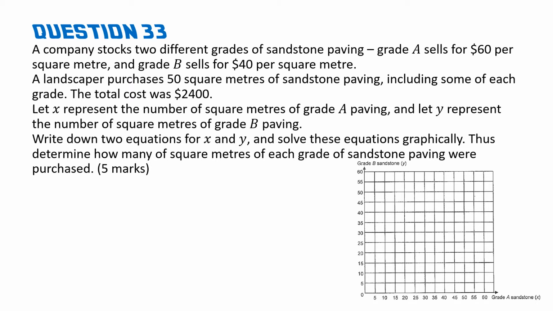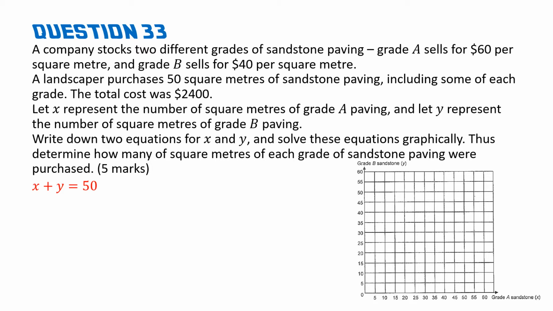All right, so we know that we're getting some of X and some of Y, our two different grades. How many are we getting? Well, it tells us a landscaper purchases 50 square metres. So that means we're going to buy some quantity of grade A, X, and some quantity of grade B, Y. Whatever we're buying in X and Y has to be a total of 50 square metres. Right? X is the number of grade A square metres that we're buying, and Y is the number of grade B paving that we are buying. So we know that X plus Y is going to be 50 because we're getting a total of 50 square metres.